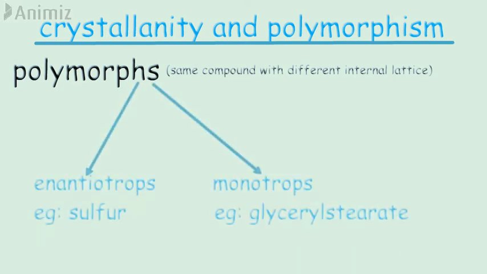Polymorphs are of two types, enantiotropes and monotropes. Sulfur is an example of an enantiotropic polymorph because it can change from one crystalline form to another by varying temperature or pressure. Glyceryl stearate is an example of a monotropic polymorph because it is unstable at all temperatures and pressures. During preformulation, it is important to identify the polymorph that is stable at room temperature and to determine whether polymorphic transitions are possible within the temperature range used for stability studies and during processing.